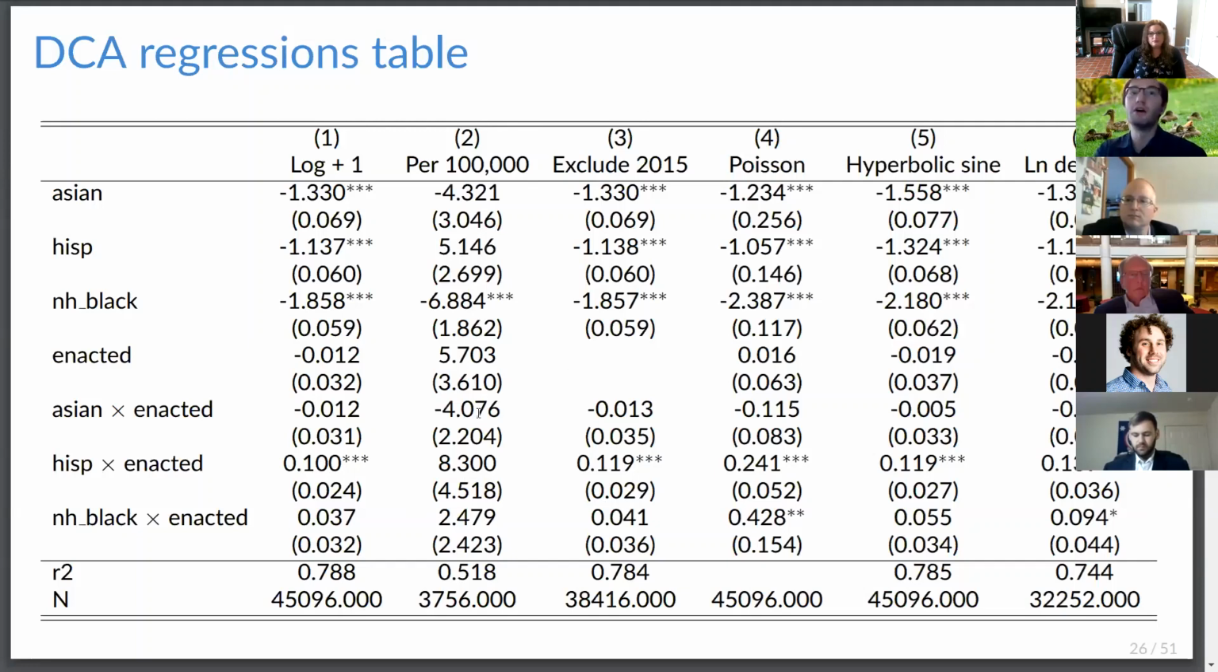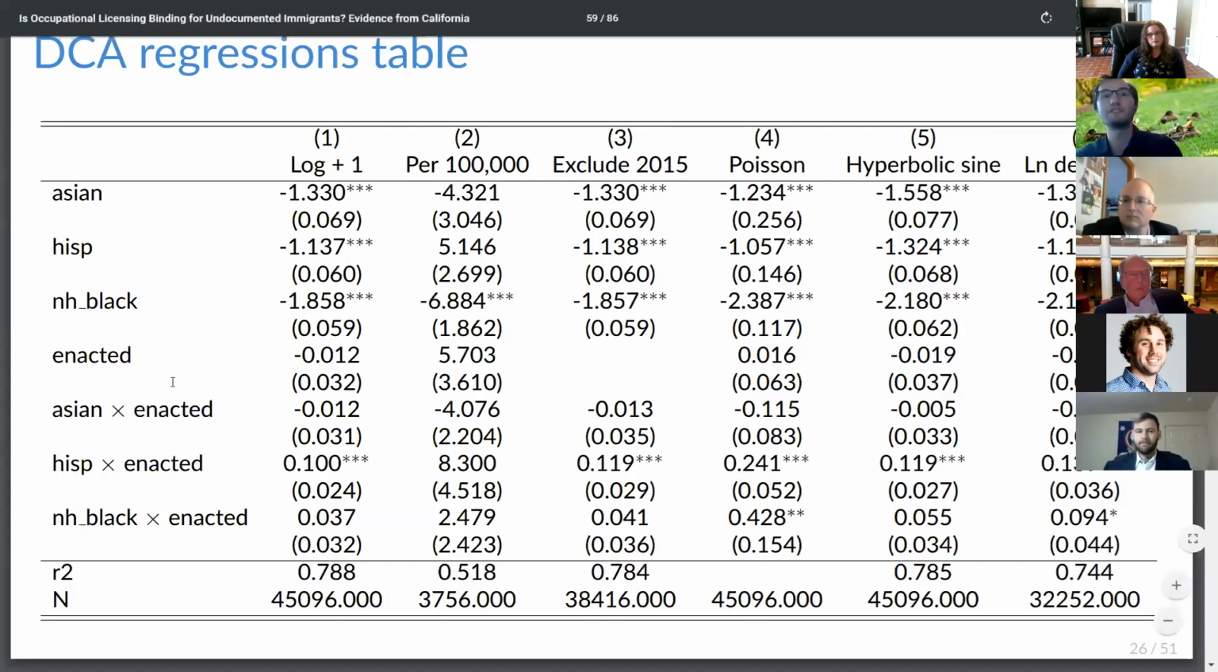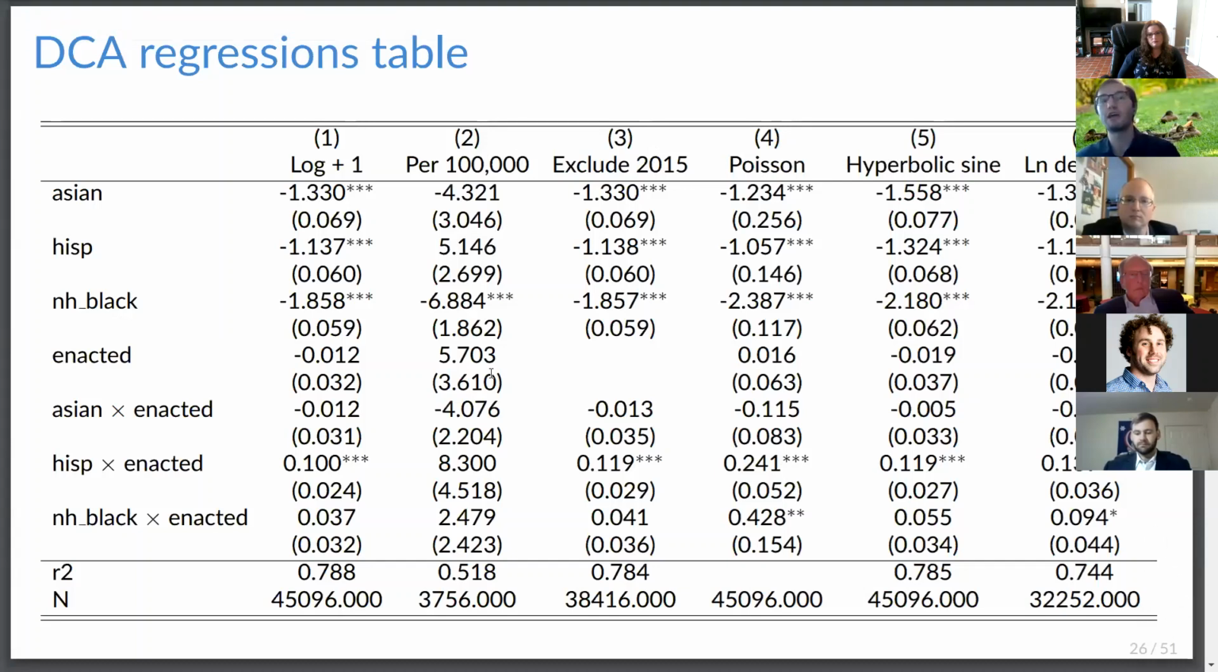In the next column, I exclude this ambiguous period where the treatment may or may not have occurred. I do a Poisson regression with counts. I do a hyperbolic sine, or inverse hyperbolic sine, as another way to deal with the zeros. And I also just tried deleting the zeros. None of this really makes a big difference, except that the key thing is in column 2, because my demographic data is at the yearly level, I can only run that regression annually. That reduces my number of observations by quite a bit.